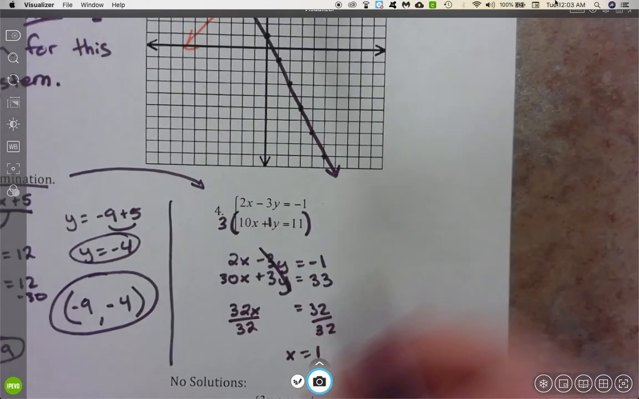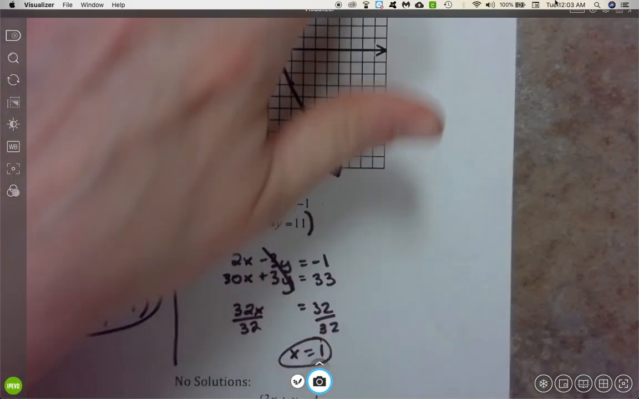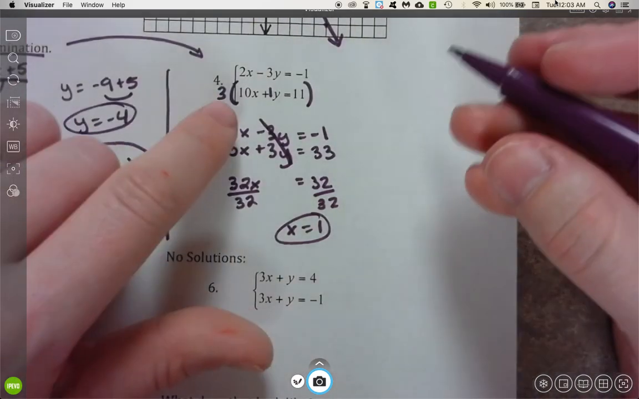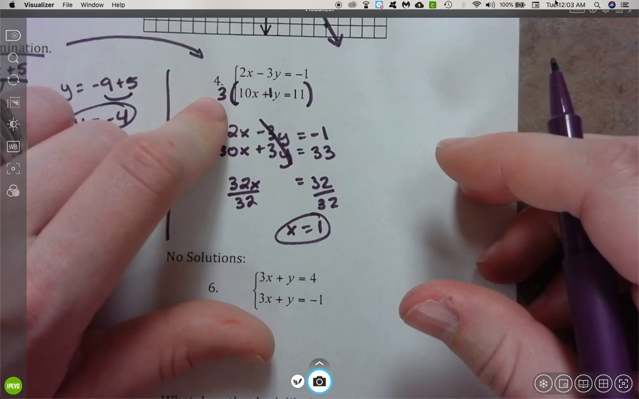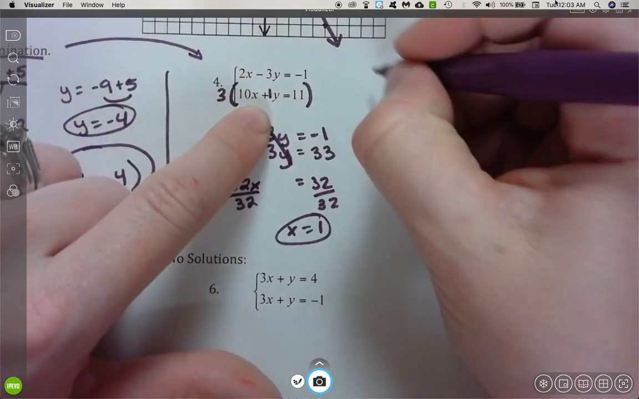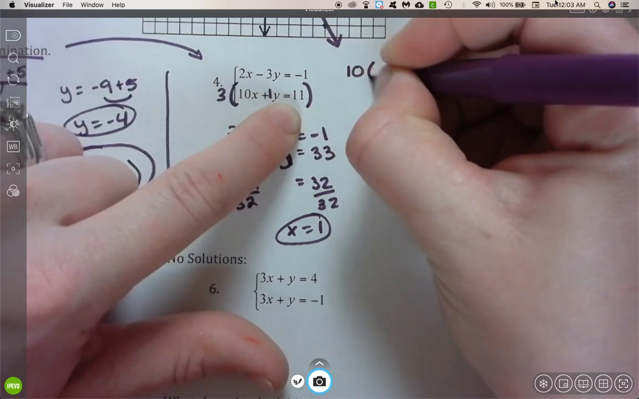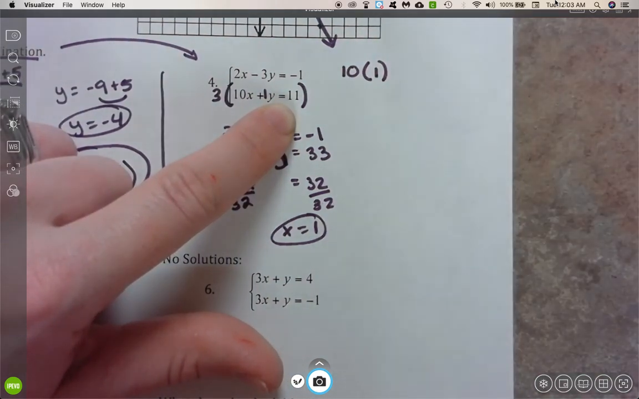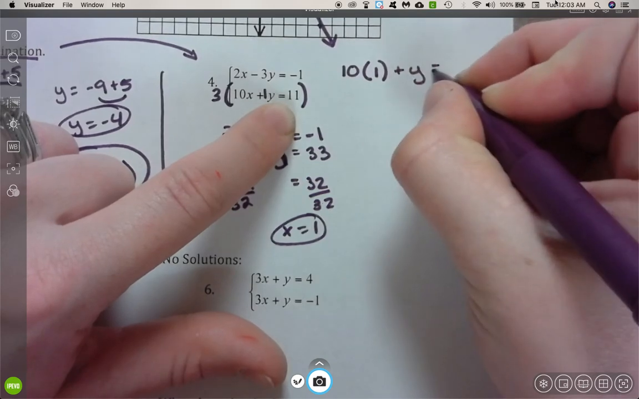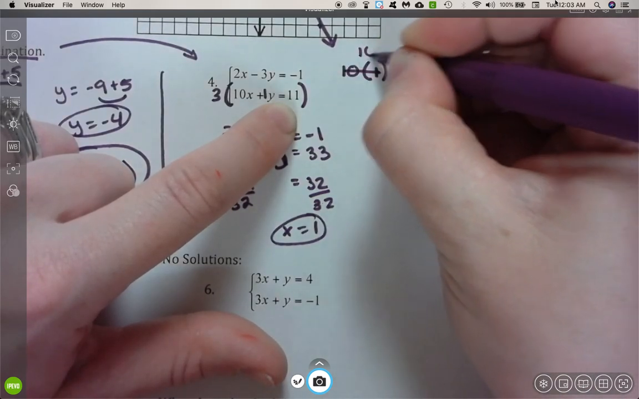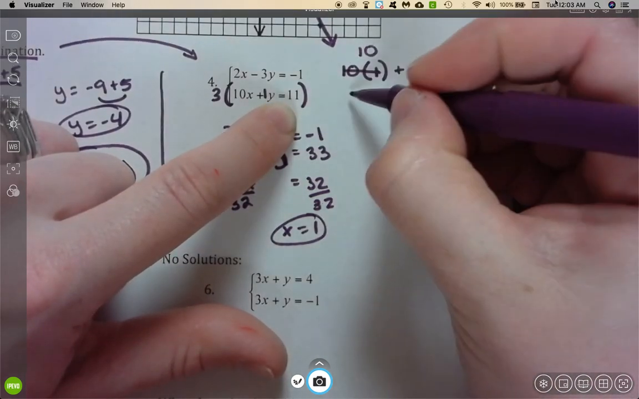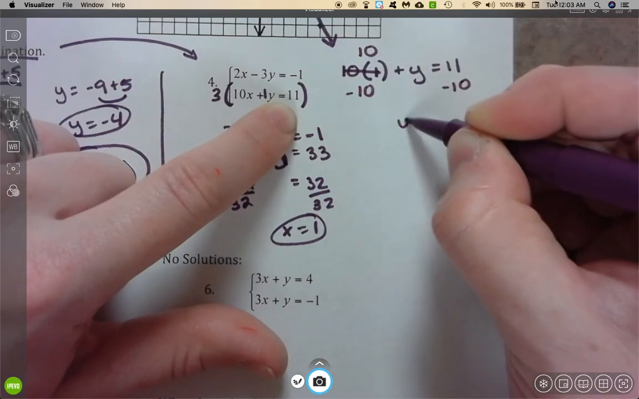So I've solved for my x, and now I need to solve for y, okay? So let's go back up to, I don't want to deal with negatives. Let's go to the second equation. Let's do 10x plus y equals 11. So I have 10 times x, and we said x was 1, plus y equals 11. Okay, 10 times 1 is just 10. And then to get y by itself, let's subtract 10. So y is equal to 1.